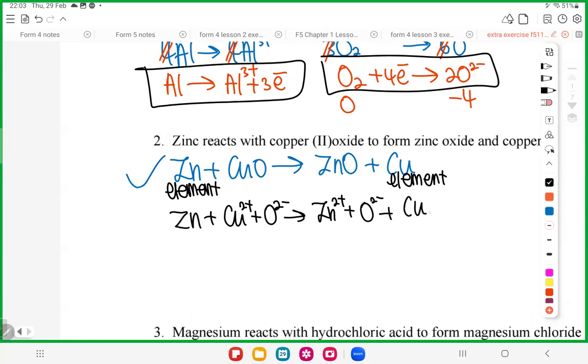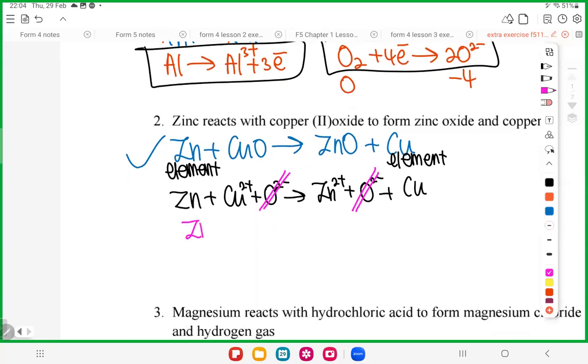So in this case, is there anything that can be cut? Yes, the O. The O didn't change, so we can cut it out. They are spectator ions. So after you cut, copy again. Zn plus Cu2+ becomes Zn2+ plus Cu. So this is your ionic equation.